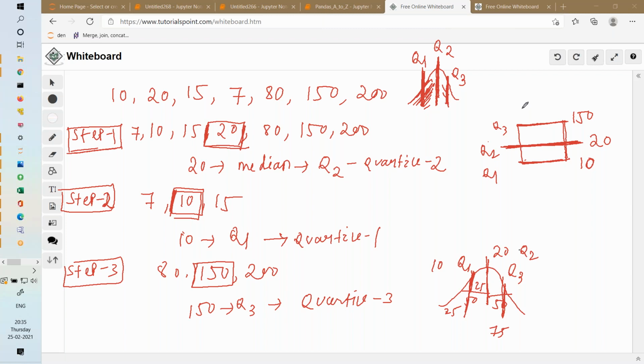This box plot, we have not completed. Half we have done. Is it clear? Any doubt? Clear? Okay.